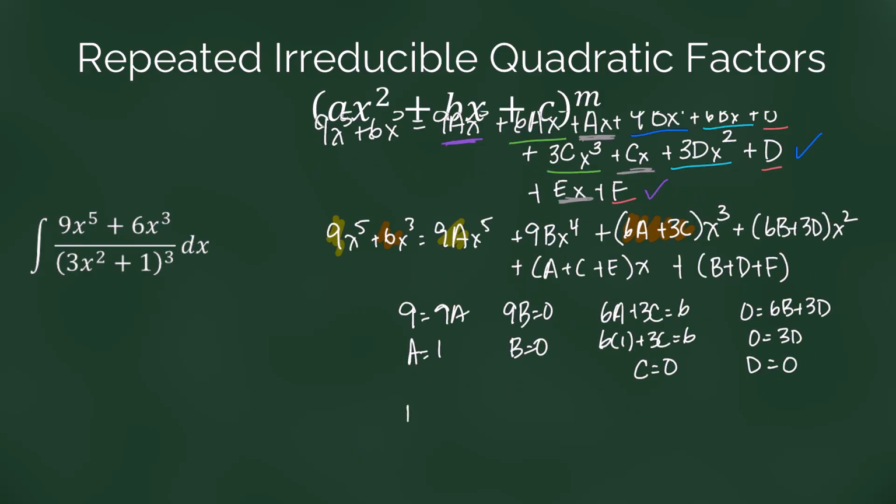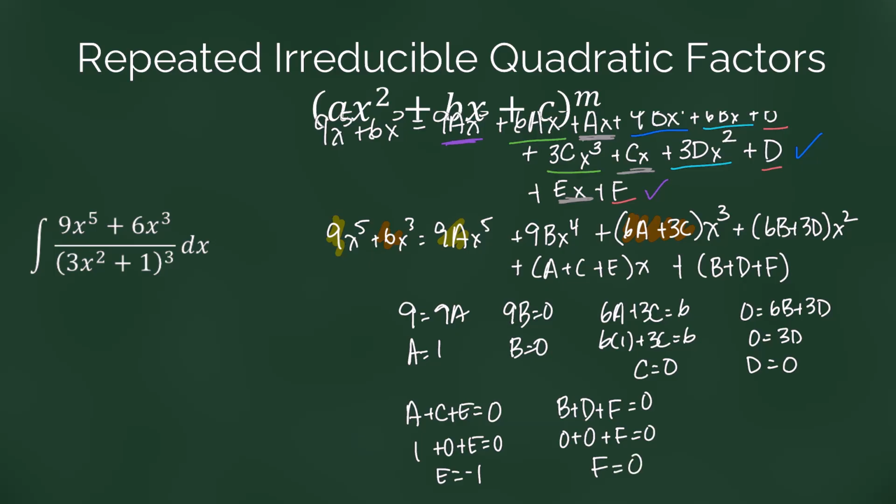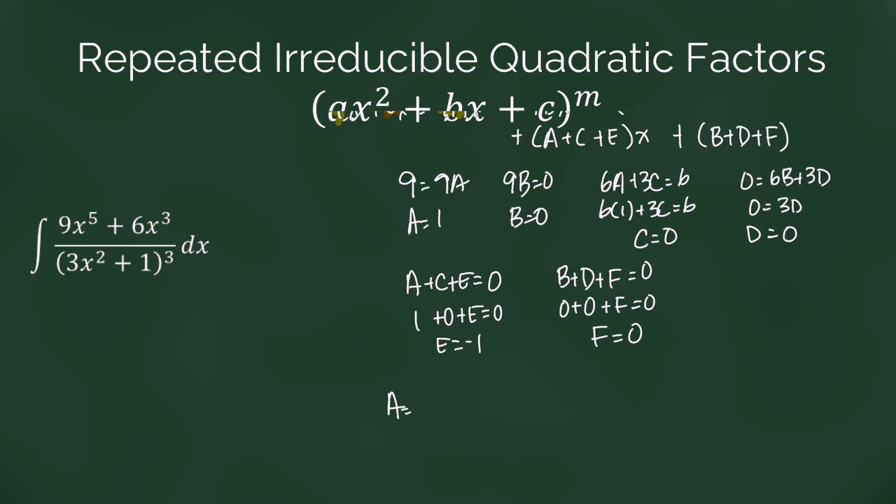Then we have that a plus c plus e is equal to 0 because there's no x term on the left. But a was 1, c was 0. So we get that e is -1. And then lastly, our last missing one is f, but we know that b plus d plus f is also 0 because there is no constant term on the left. b was 0, d was 0. That means f must also be 0. So we have a is 1, c, d, and f are all 0, and e is -1.